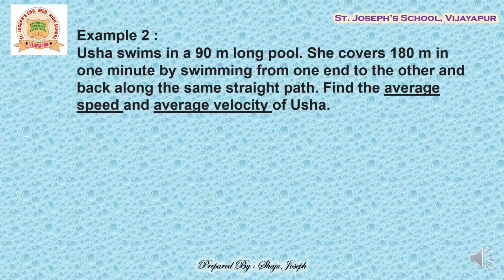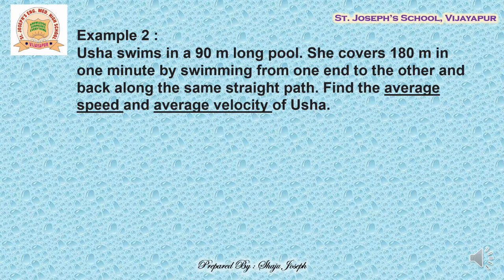Second example. Usha swims in a 90 meter length pool. She covers 180 meters in 1 minute by swimming from one end to the other end and back along the same straight path. Find the average speed and average velocity of Usha.